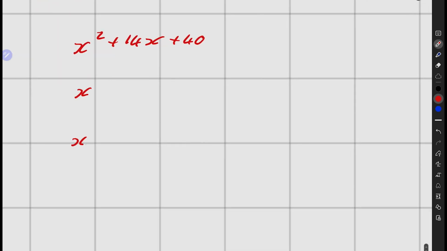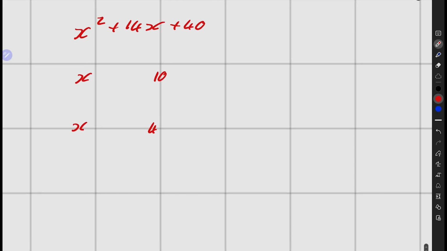Write down your table, x times x squared. And we want to find two numbers that multiply to get 40, but add to get 14. I am thinking of 10 and 4. 10 times 4 is 40. 10 plus 4 is 14. Sometimes it can be more complicated and you have to think about these a little more, but play around with it until you get the right numbers.